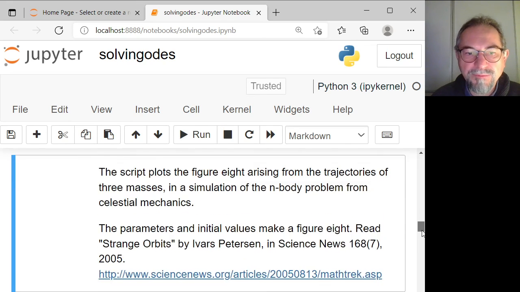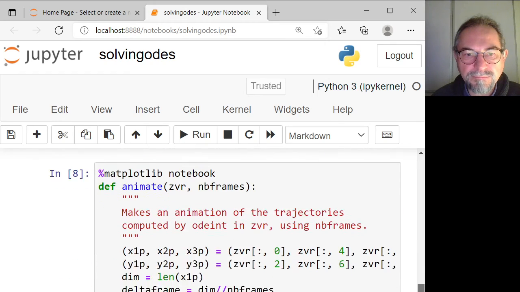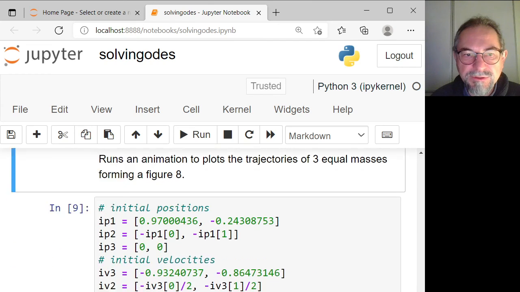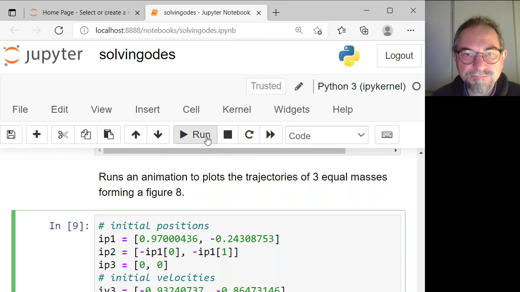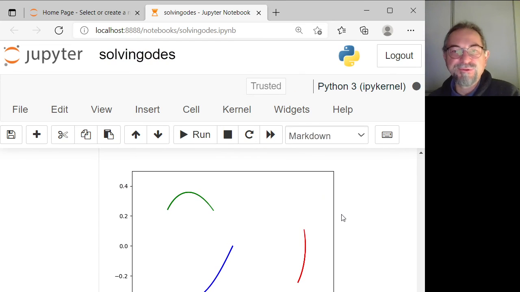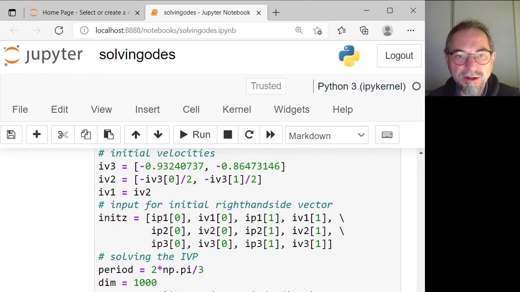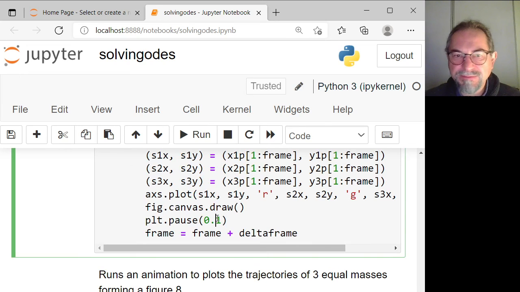Okay, so I'm running this definition now. Okay, so here we are. And here you see the animation running in the Jupyter notebook. The speed of the animation is determined by this delay parameter here. So I pause, and perhaps let me do this a little bit slower.